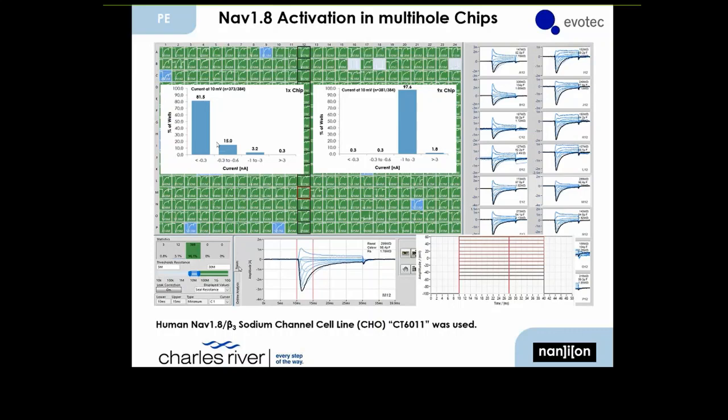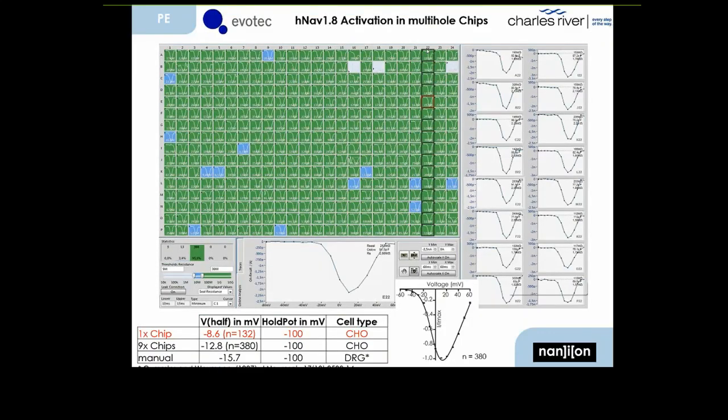However, before you can proceed to test compounds, we needed to prove that the current-voltage characteristics are conserved in the multi-hole chips. And as I've shown here, we analyzed the 1X chips and the 9X chips, and we were in good agreement with the literature. But of course, you can see that the success rate dramatically increased when we go to higher current levels. So that was really nice.